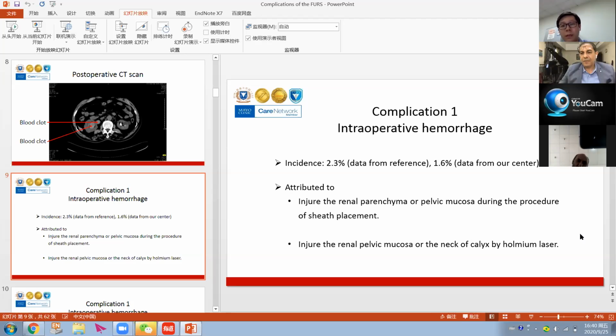To inject the contrast material before. Contrast material, you mean? Yeah. In our center, we don't proceed with the pyelogram by the contrast material.